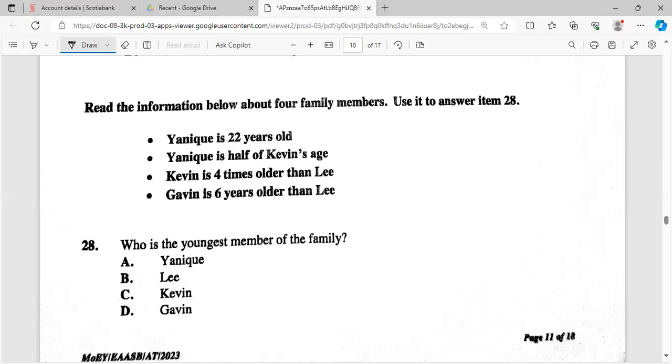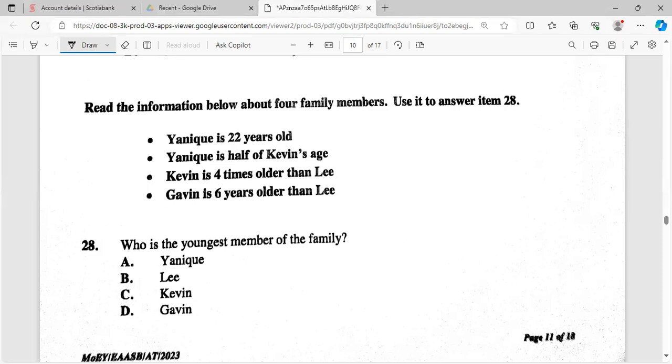Alright, let's go to 28. Read the information below about your family members. Use it to answer item 28. So it says Yannick is 22 years old. Yannick is half of Kevin's age. Kevin is 4 times older than Lee, and Gavin is 6 years older than Lee. Who is the youngest in the family?